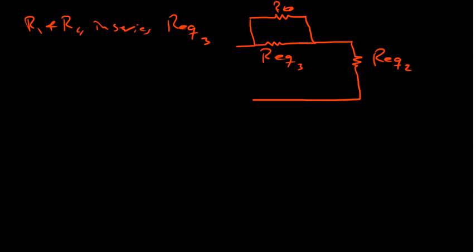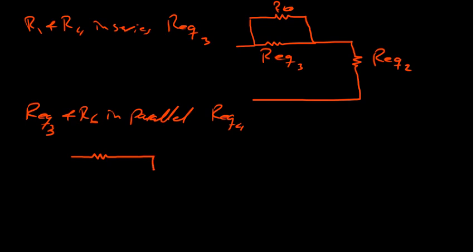Now the next step will be R equivalent 3 and R6 in parallel. Call it R equivalent 4. That will give us our R equivalent 4. This is R equivalent 2. And still, that's the potential difference between points A and B.